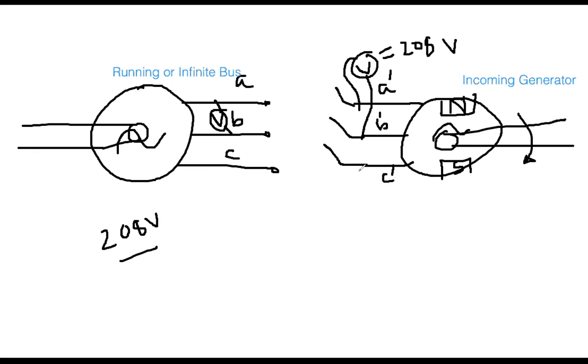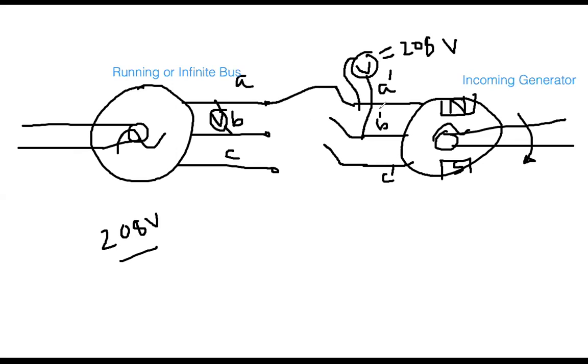So now this ensures that the running generator, or existing generator, has 208 volt line to line RMS voltage, and the incoming one has the same thing. So this means number one condition is fulfilled. You can easily guess that because you have to connect this switch with this one that I was telling you, before connecting, you have to make sure that the voltage here and voltage here is the same.